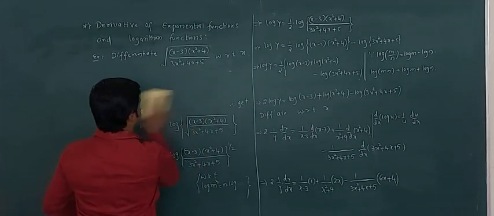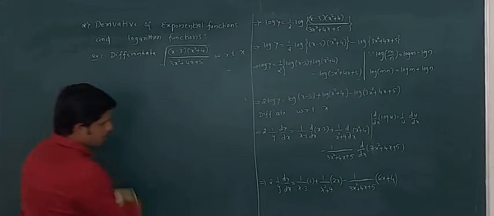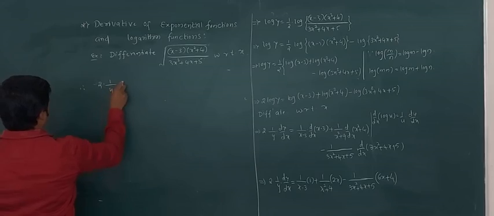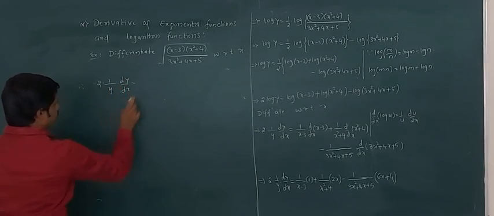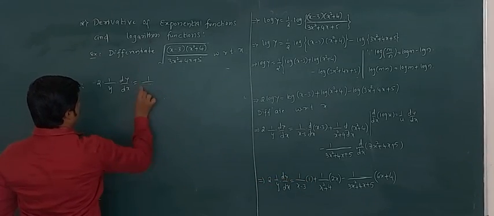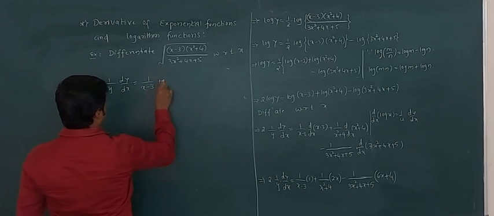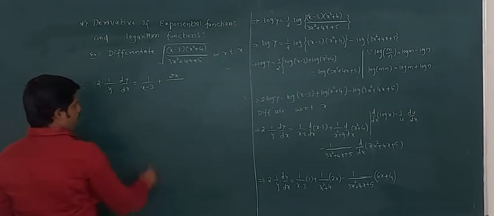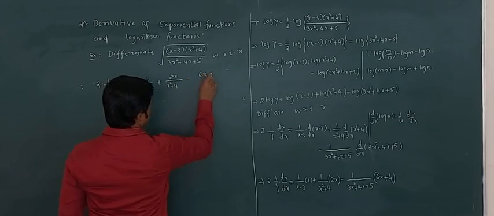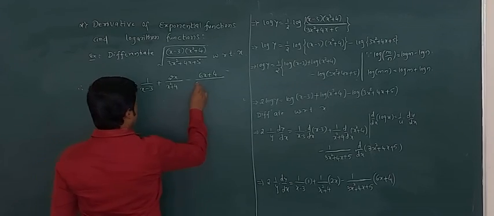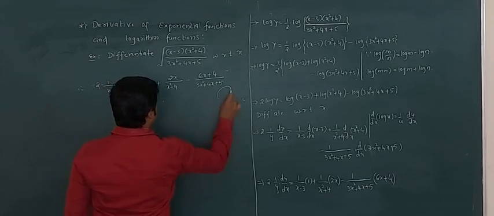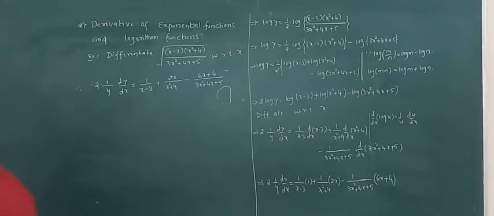Next, therefore 2 into 1 by y into dy by dx is equal to, here 1 into 1 by (x minus 3), that is 1 by (x minus 3), plus 2x into 1 is 2x divided by (x square plus 4), minus (6x plus 4) divided by (3x square plus 4x plus 5), which is the required solution. Note it down.